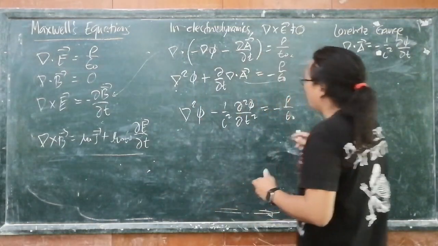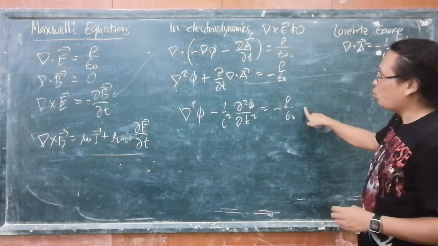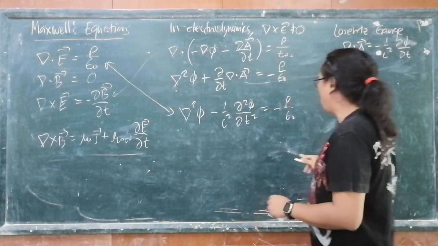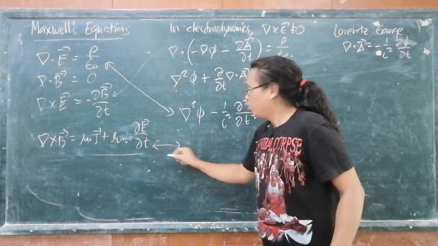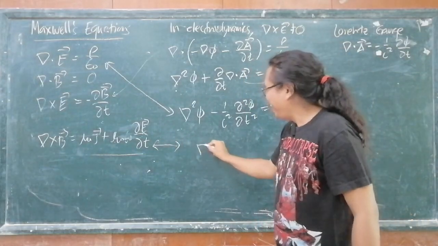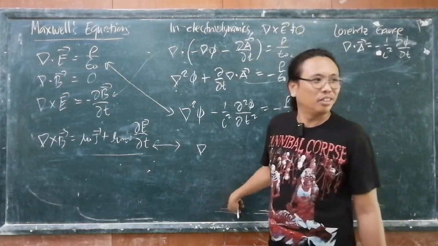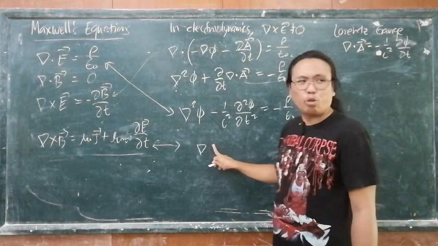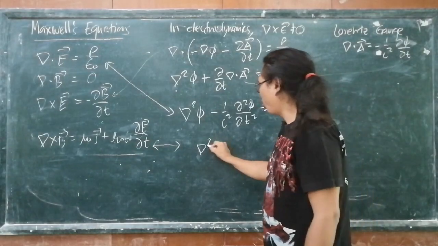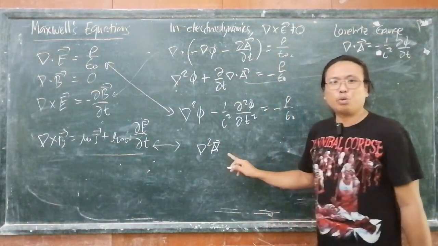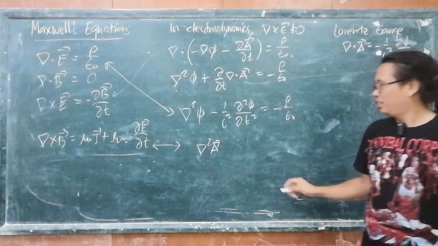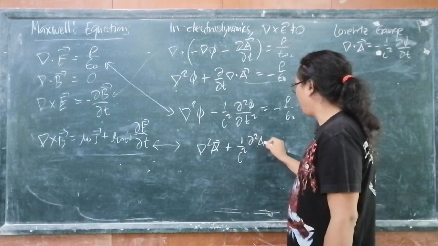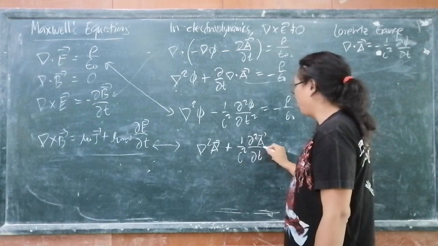Okay, and we have two equations. The first one would be that equation. And this equation would be what? I forgot already. Del squared A, right? Del squared A minus 1 over c squared partial squared A over partial t squared, right? Correct?